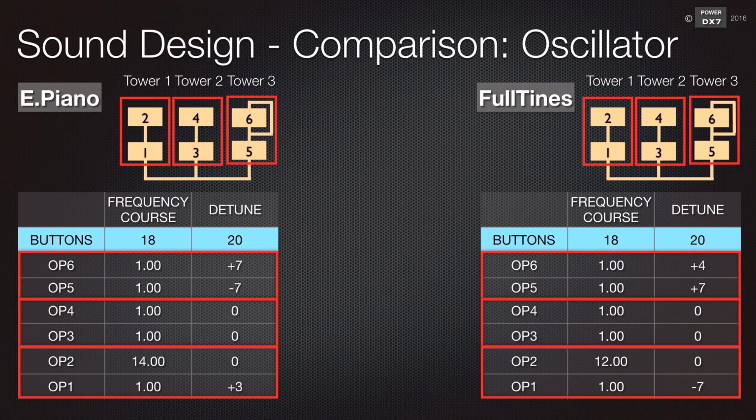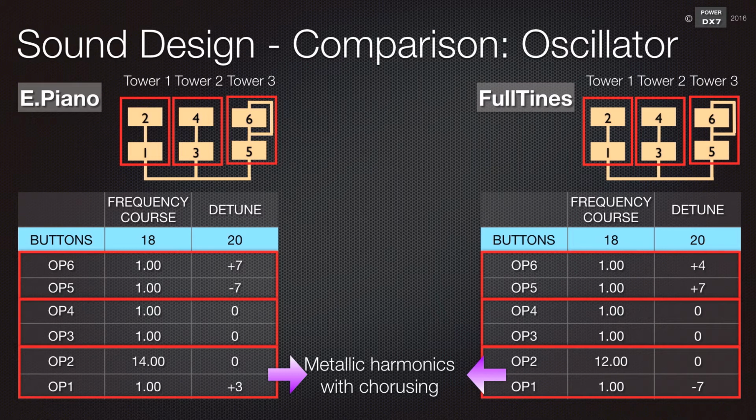Let's compare oscillator. A main difference between the two famous electric piano patches is ratio for operator 2. For E.Piano 1, operator 2 has ratio of 14.00. For Fulltines, operator 2 has ratio of 12.00. This difference makes both patches have different tonal characteristics.